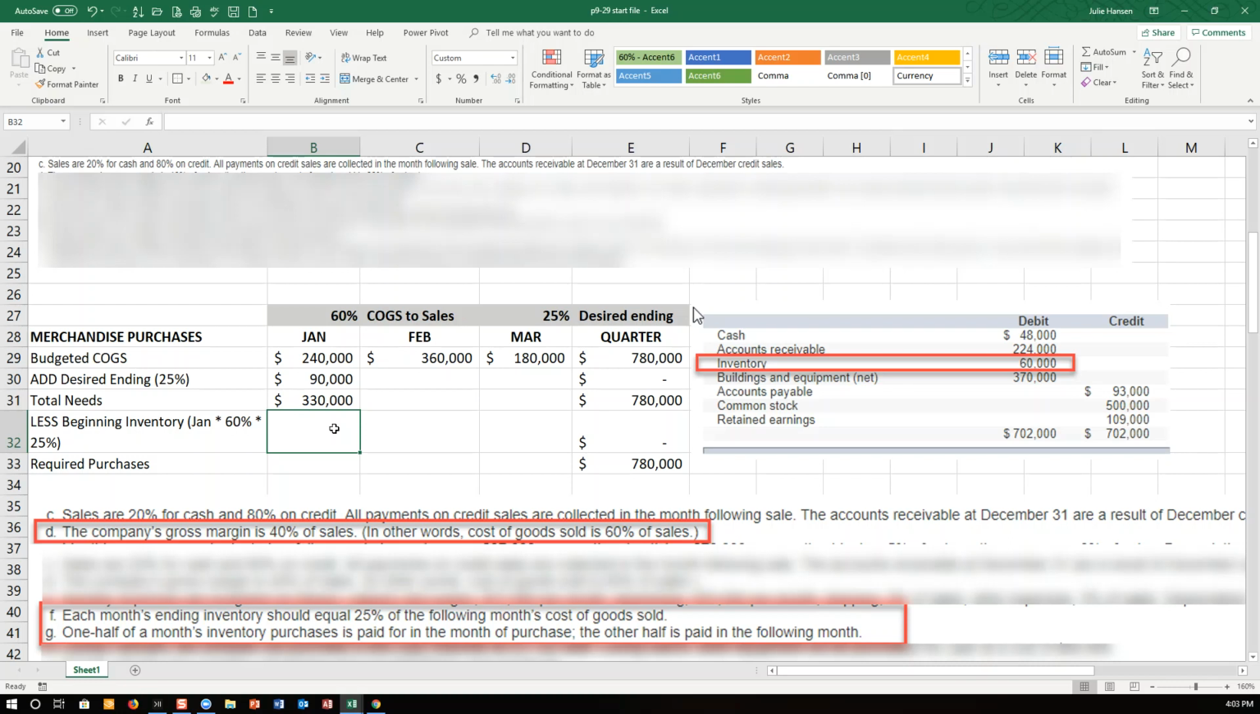So I'm going to just do this. I'm going to say, that I know is my budgeted cost of goods sold for January, and how much do I need of that on hand? I need 25%. And boom, do you see how that works?